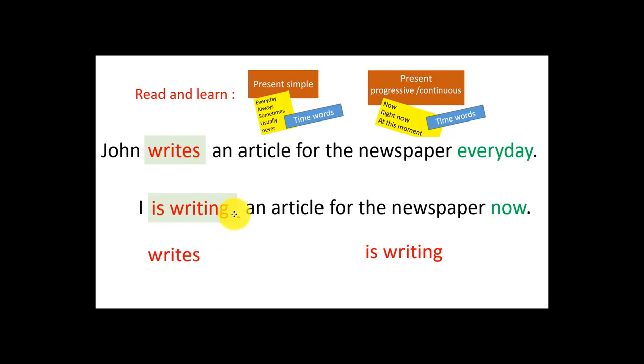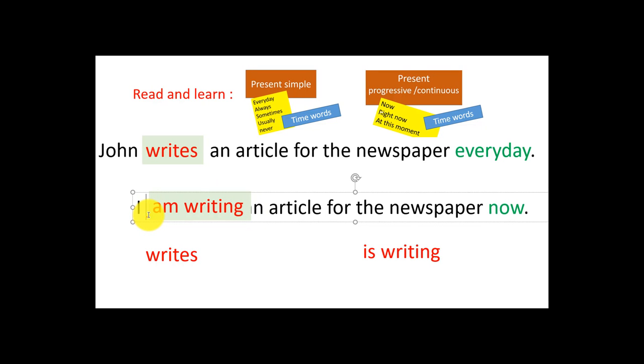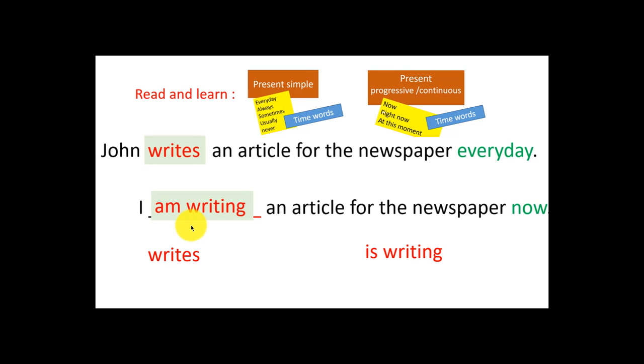Yes, we will say what? I am writing. Follow the teacher. Yes, I am writing an article for the newspaper now. Very good. We can say I am writing an article for the newspaper now, or we can also say I'm writing. It is the short form. I am writing an article for the newspaper now, or I'm writing an article for the newspaper now.